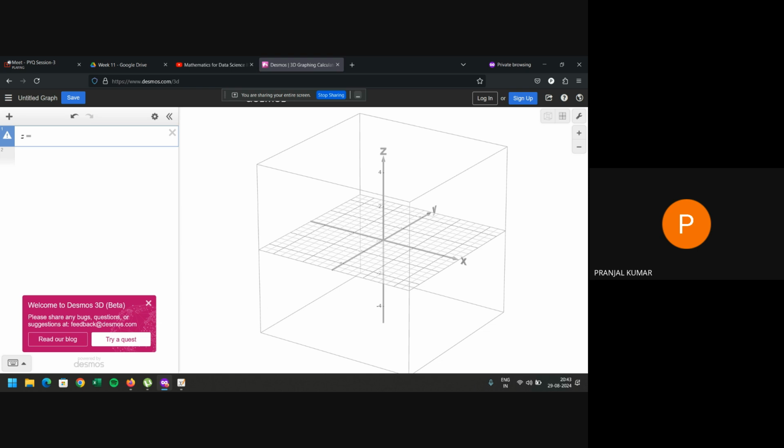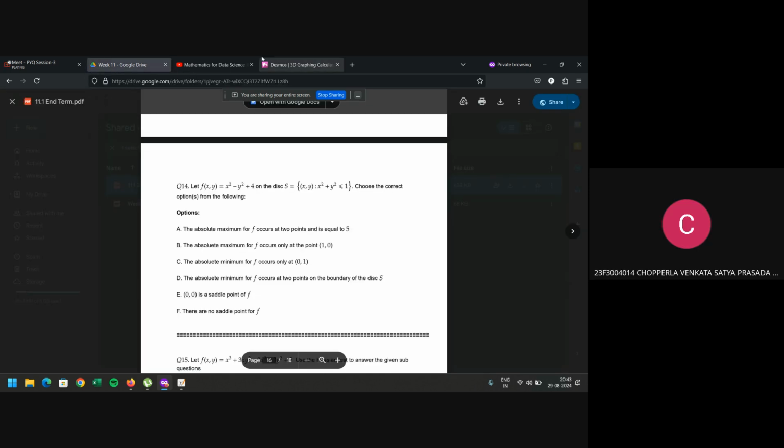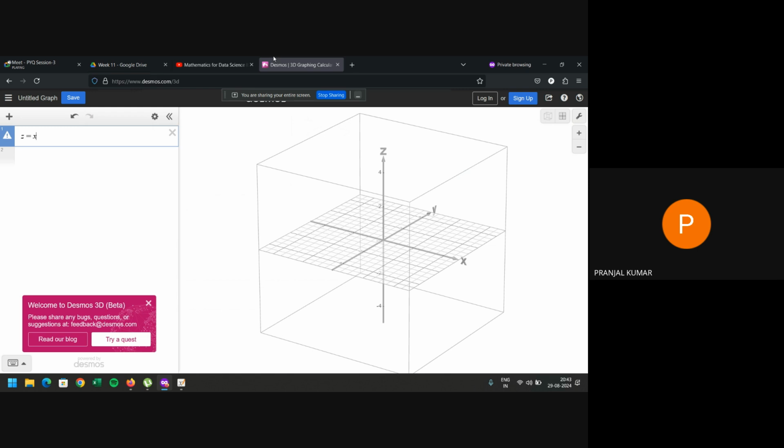So let's see the graph. x square minus y square plus 4.